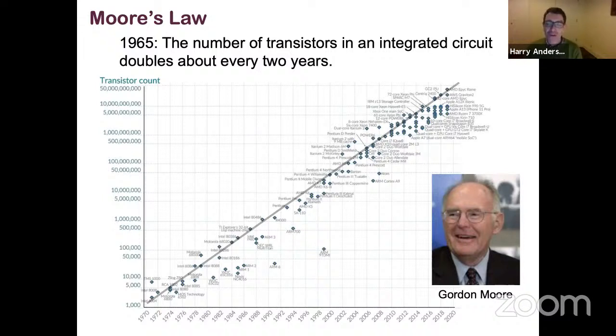So that's more than the number of base pairs in the human genome. And it's almost as many as the number of neurons in the human brain. So there's a huge number of transistors integrated into these integrated circuits. And of course, it's possible to do that because the transistors are very small.